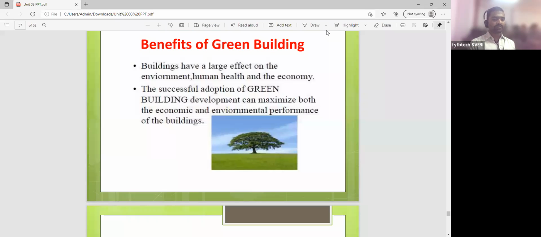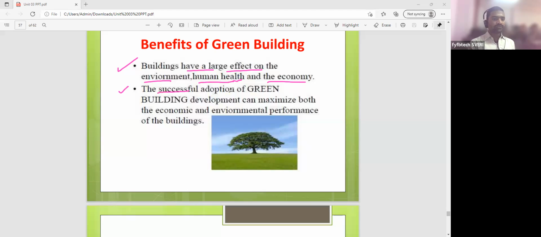Then what are the advantages of the green building? So that is first one. Buildings have a large effect on the environment, human health, and the economy. Yes, green buildings have a large effect on the environment, because in the green buildings, we are utilizing the natural energy. We are not producing any wastage. We are minimizing the wastage. As you are minimizing the wastage, the positive impact on the environment will increase. Then it increases human health, and as a result the Indian economy is going to increase.